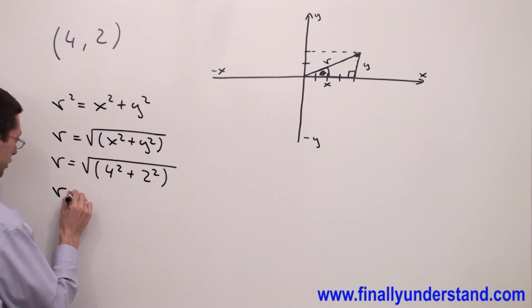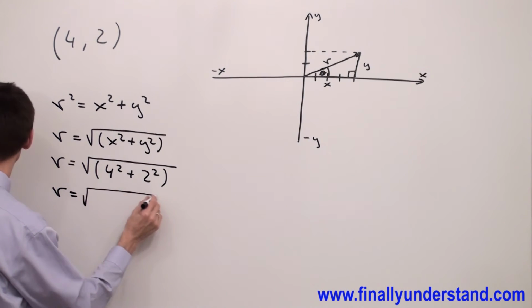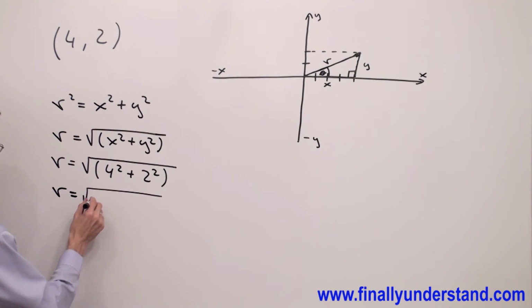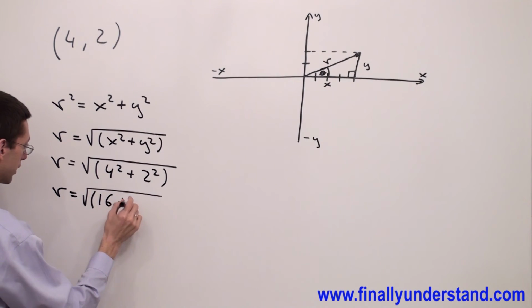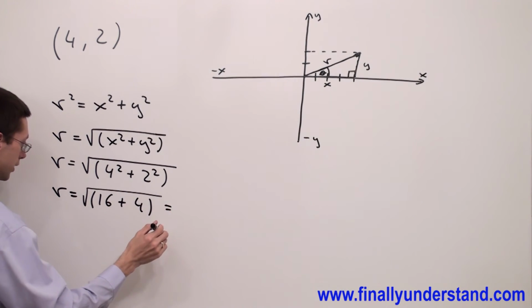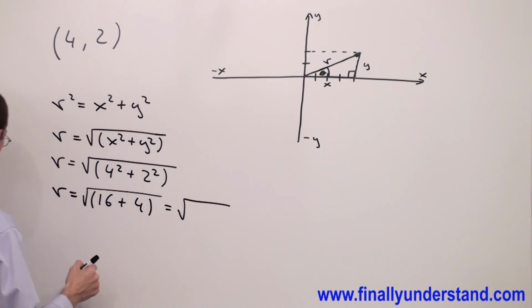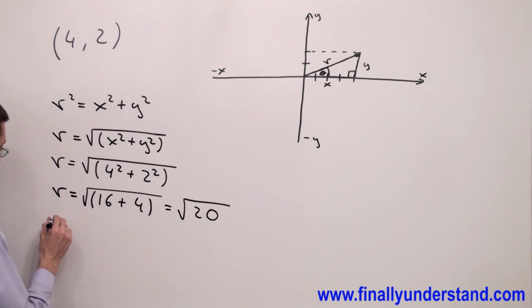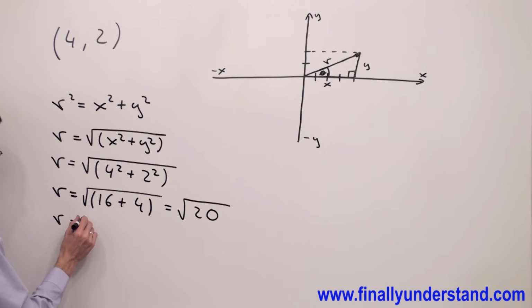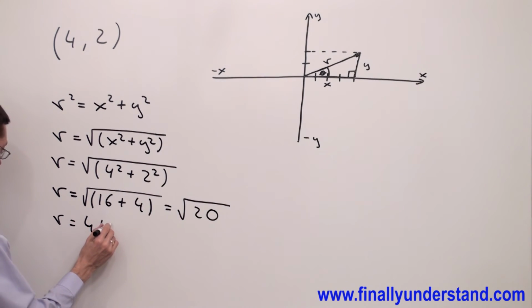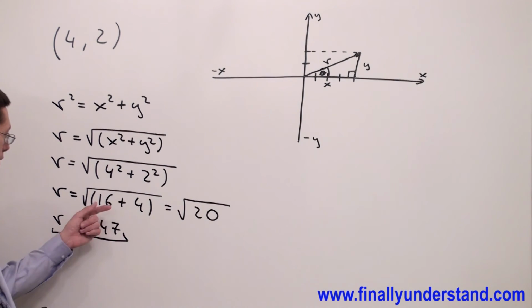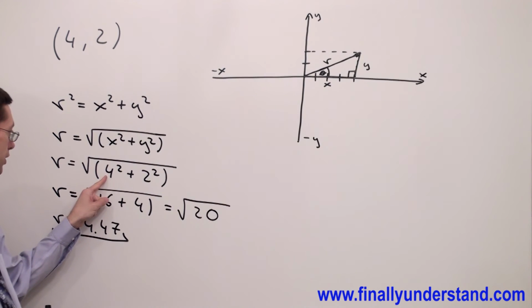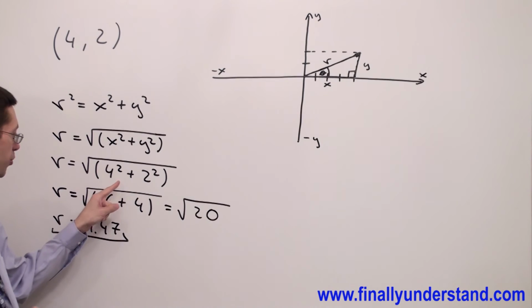So r is equal to the square root, and if you simply raise 4 to the second power, it is equal to 16, plus 2 to the second power, which is equal to 4, you are going to end up with the square root of 20. And the square root of 20 is equal to 4.47.